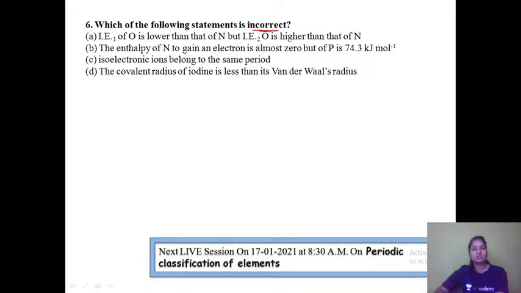Then, isoelectronic ions belong to the same period. It is not right, because isoelectronic ions can be from any other period also. For example, if I take nitrogen 3 minus and sodium plus, both of them have 10 electrons, but they belong to different groups and different periods, right? Sodium is from the third period and nitrogen is from the second period.